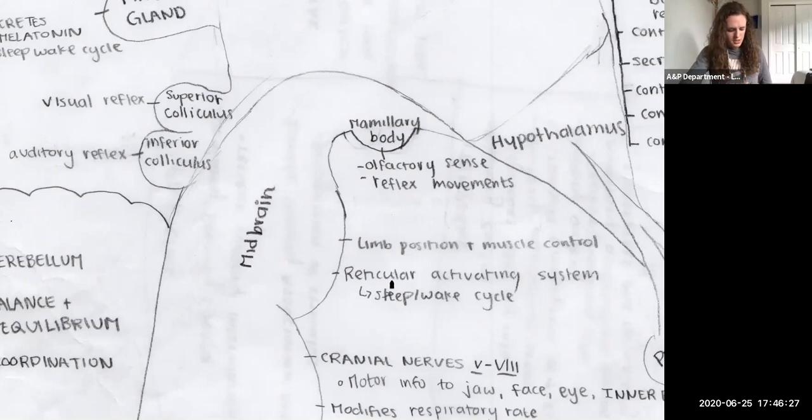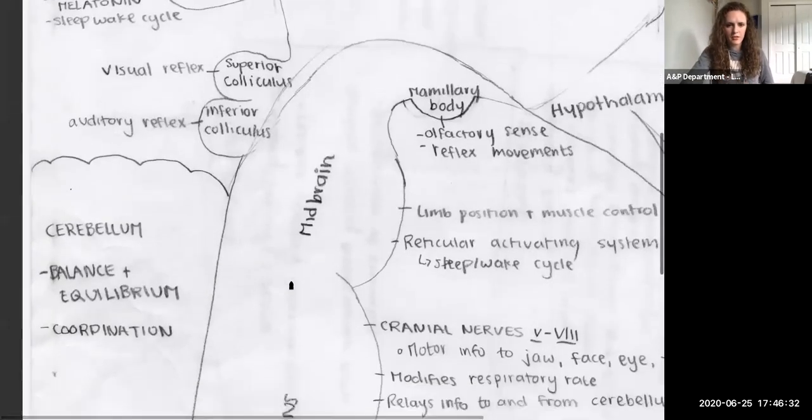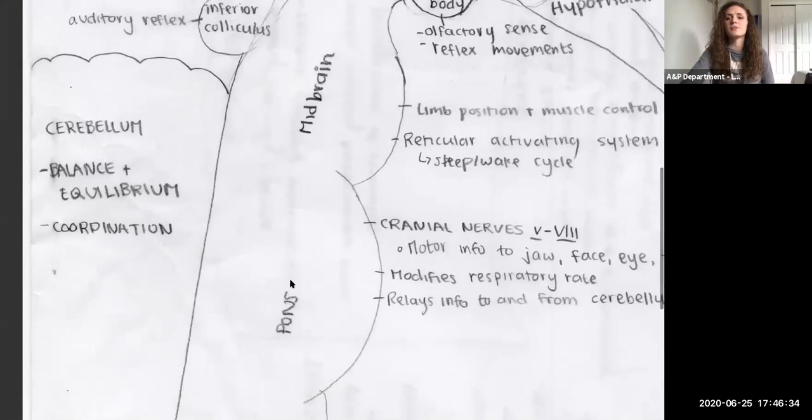Okay, cerebellum. So back to our little dangly thing hanging off the back of our brain. Cerebellum, it's actually super cool. Hopefully in lab you get to look at these. I believe you guys are going to be doing sheep brains. But your cerebellum, the big thing with this one is balance, equilibrium, and coordination. So just remember those three words: cerebellum, balance, equilibrium, coordination.